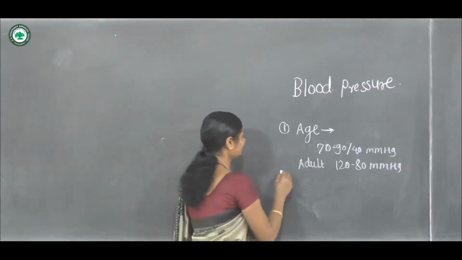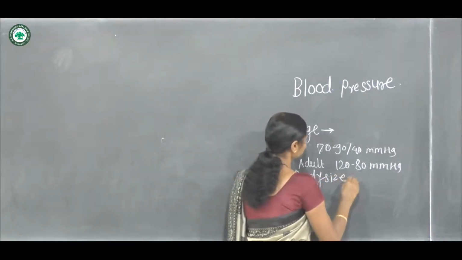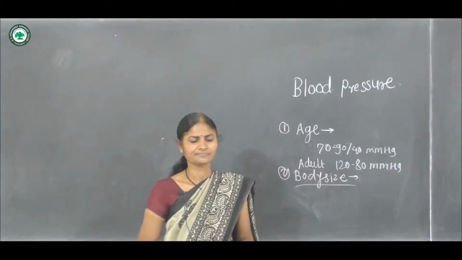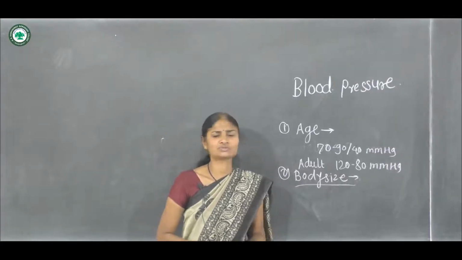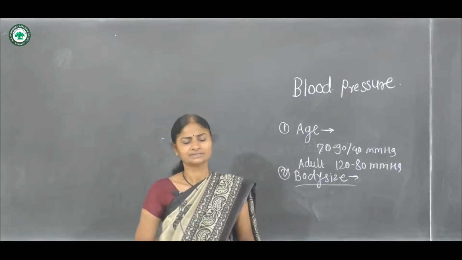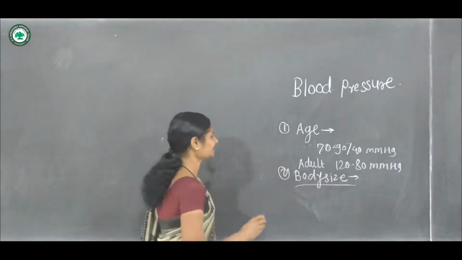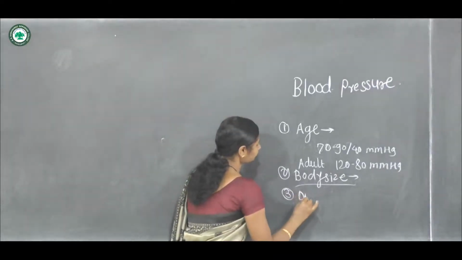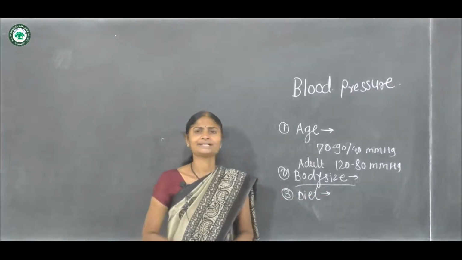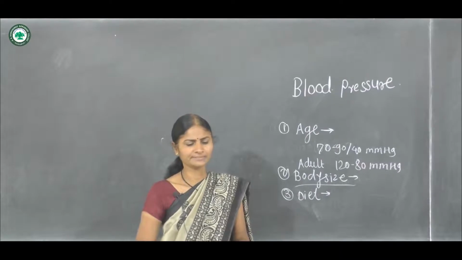Second factor is body size, also related to obesity. As body size increases, blood pressure also increases, and blood pressure fluctuates. A heavier and taller child has higher blood pressure than a normal child of the same age. Next factor is diet. Diet also affects blood pressure. People taking a diet rich in salt also have increased blood pressure.